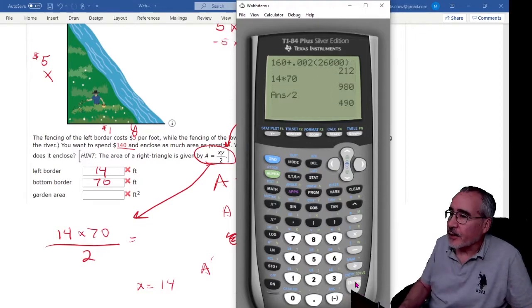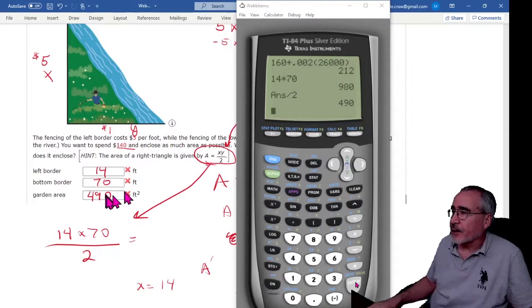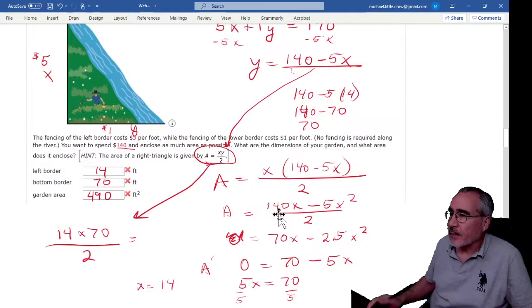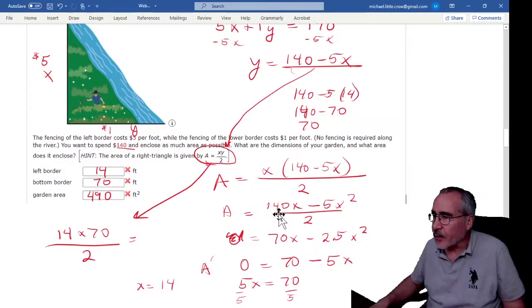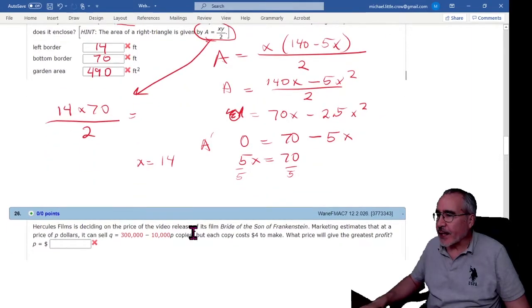There we have it, 490 square feet. Our beautiful triangular garden with the riverfront. Okay, so that's how that one works. We had a similar one in the homework. So this is just more practice on these types.